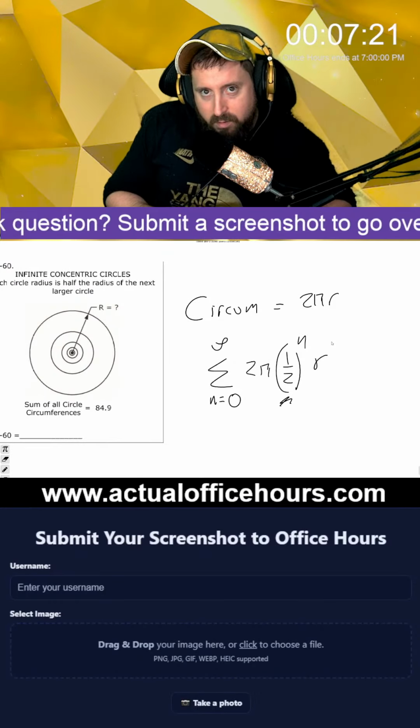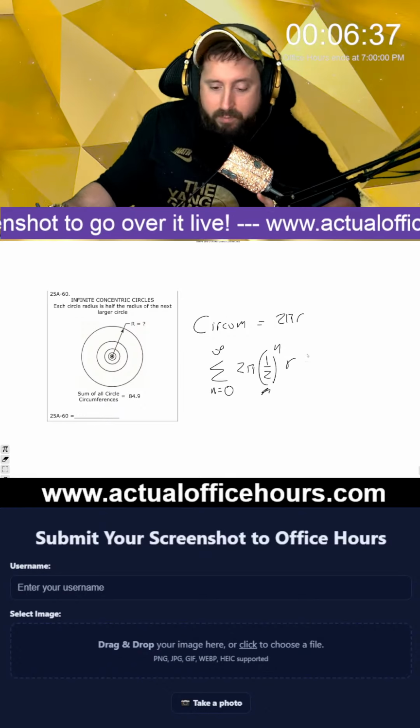Okay, so this is equal to, and we have to figure out what R is. No, we don't need the area.